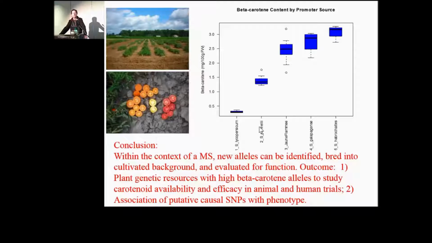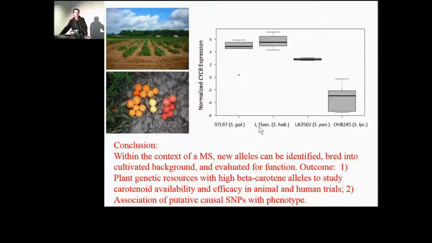And so as a result of Caleb's work, this is what we see. We can identify alleles that are higher in beta-carotene. The Pinelli allele was the one that was cloned by Hirschberger's group, but you can see that Habericades and the Galapagos give us alleles that give us much more beta-carotene. So we have an allelic series here that we can choose from to modulate the amount of beta-carotene in an inbred processing tomato line.